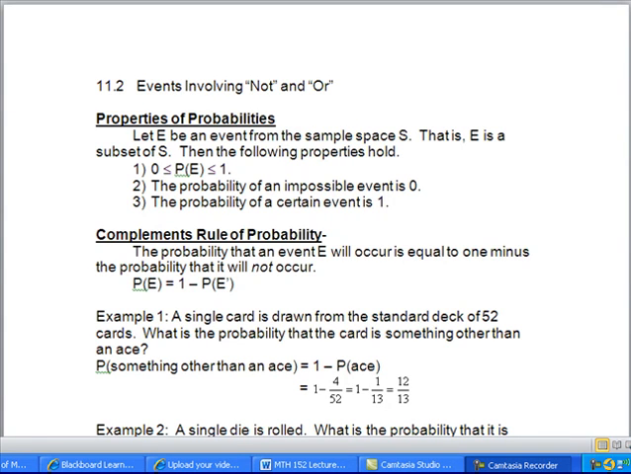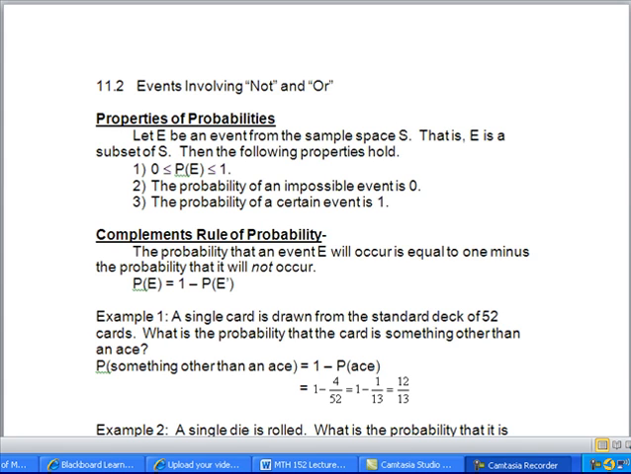Today we're looking at section 11.2 on events involving not and or. Properties of probabilities. Let's just review some of the things that hopefully you have picked up from section 11.1. Let E be an event from the sample space S, that is, E is a subset of S. Then the following properties hold.